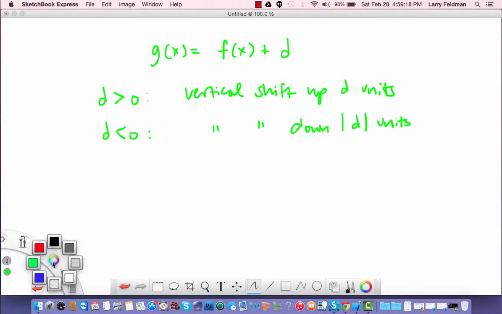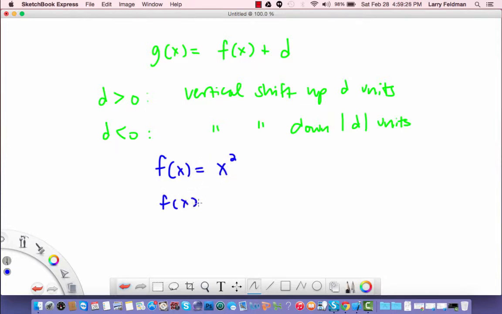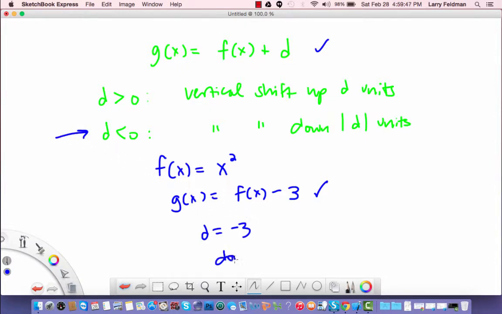So let's stick with our example. F of x equals x squared. And let's say, excuse me, let's say g of x equals f of x minus 3. Comparing that and that, we see that d equals -3, which falls into this category. Therefore, we are going down 3 units. In other words, we start with f of x, we shift down 3 units, and we end up with g of x.